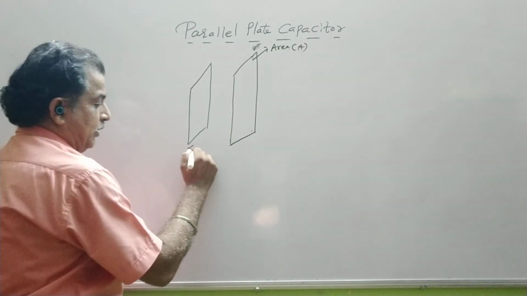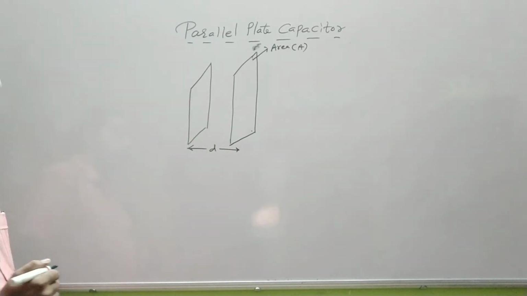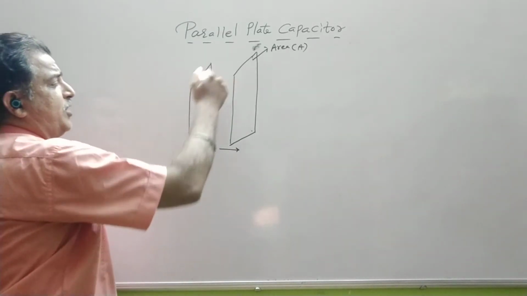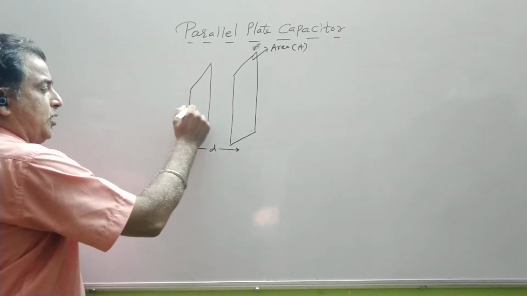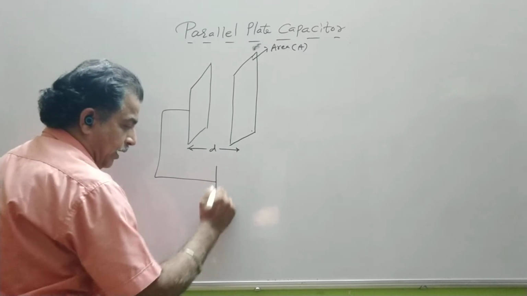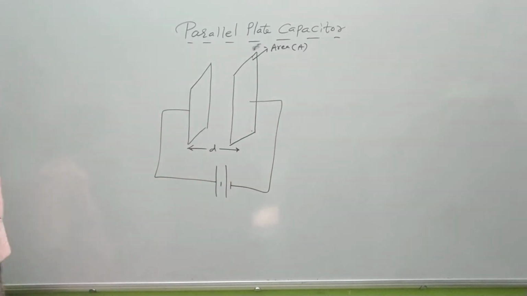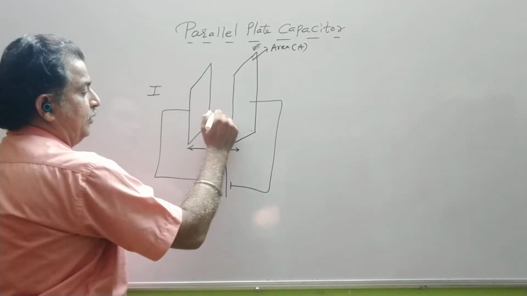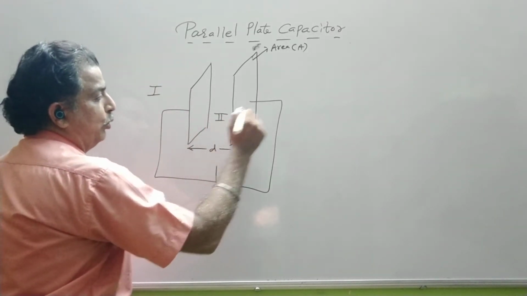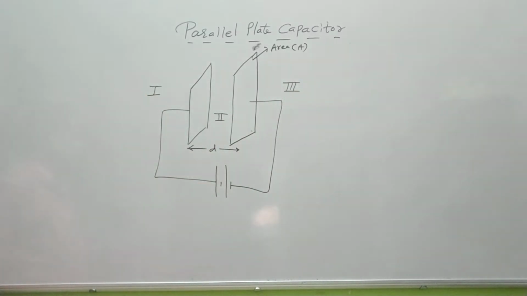Let the distance between the two plates be d, and these two plates will be charged by connecting a battery to them. Let this be called region 1, region 2 and region 3. We will see what the electric field intensity is in these three regions.